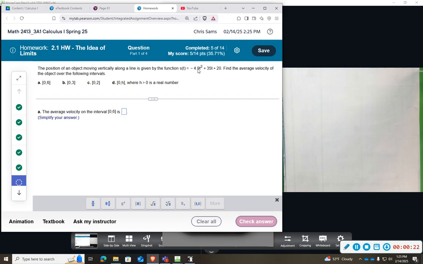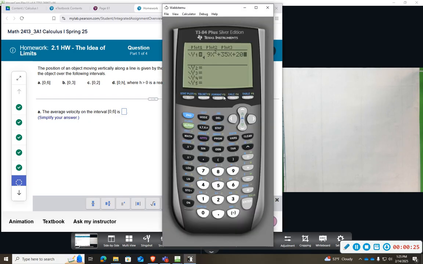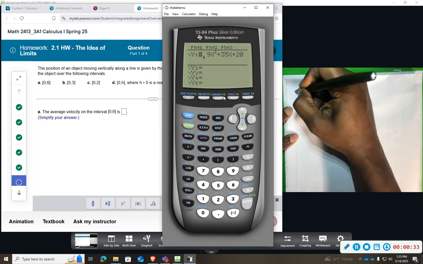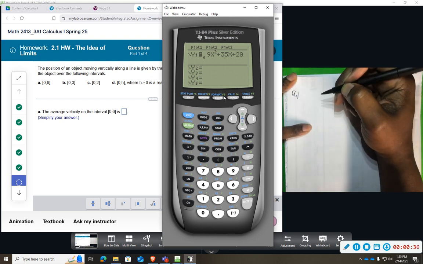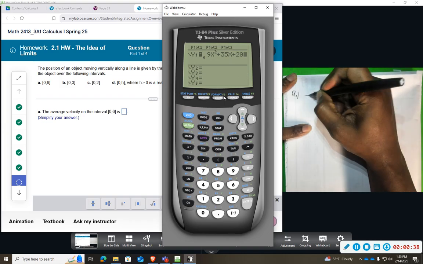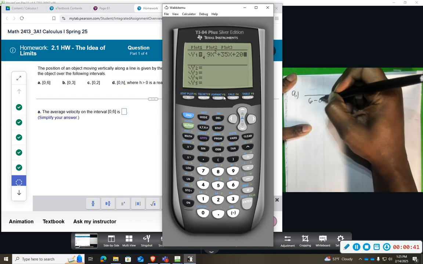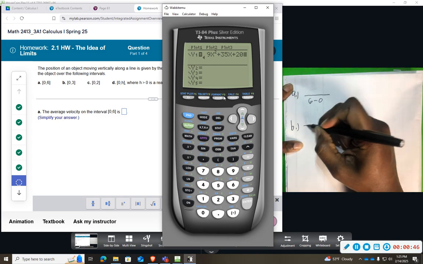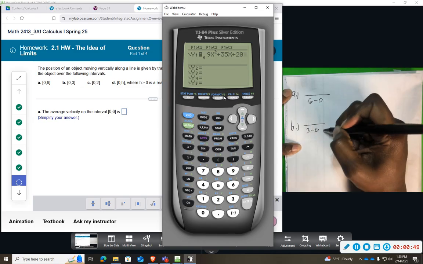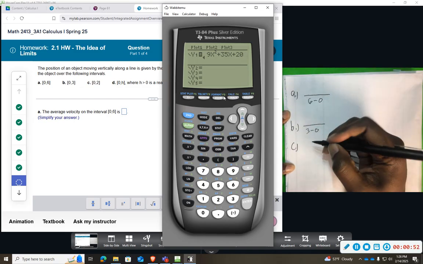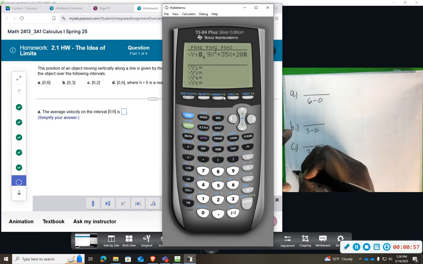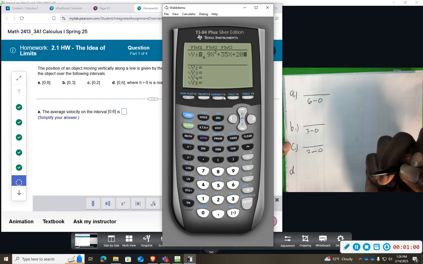I know the variable here is t, but the calculator inputs variable x. And then from here, we're going to find the slopes at each point. So we've got part A, where we're going between 0 and 6. So we'll have a 6 minus 0 and then 2 values. Part B, we're going between 0 and 3. So we have 3 minus 0. Part C, we're going between 2 and 0. 2 minus 0. Part D, we're going between h and 0.